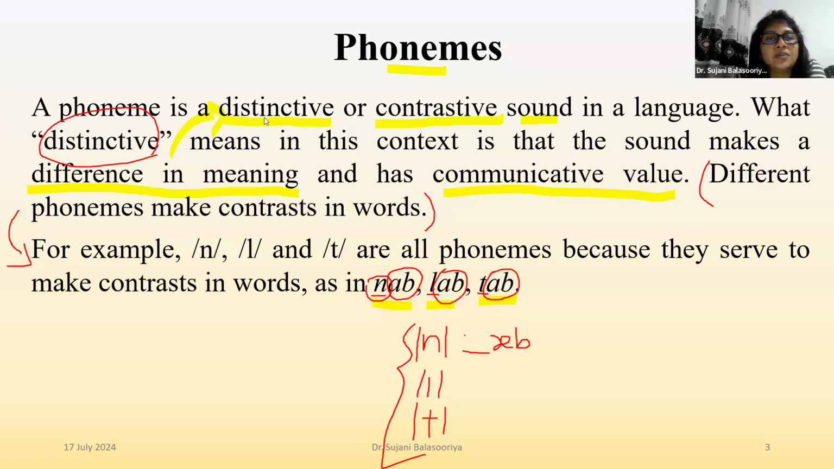Okay, so distinctive and contrastive, these two words are not synonyms. I should tell you, these two words are not synonyms, but they are closely associated here when we talk about phonemes. Phonemes are distinctive, that is why they are contrasting. That's why they can make contrast in words, right? Okay, so hope you got your memory refreshed about phonemes, right?